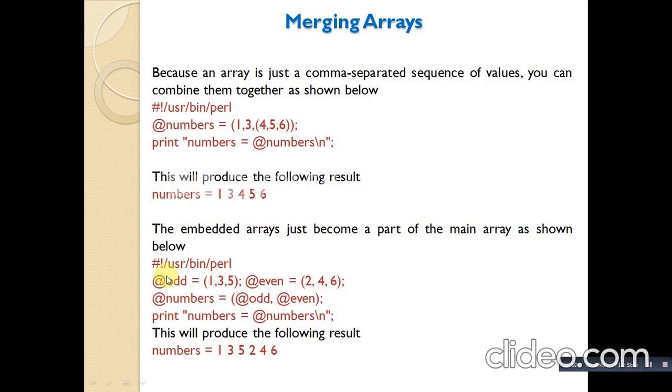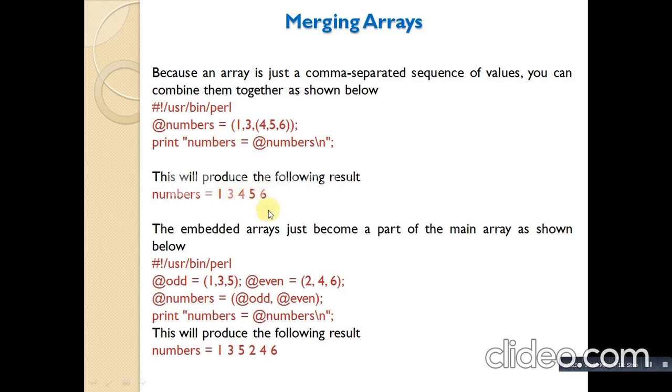Now let us understand how we can merge arrays. Because an array is just a comma separated sequence of values, you can combine them together as shown below. At the rate numbers equals 1, 3, the two elements, and assume this is another array 4, 5, 6. We are adding both the values. When we print, it will print 1, 3, 4, 5, 6.